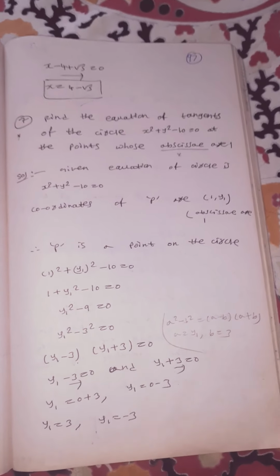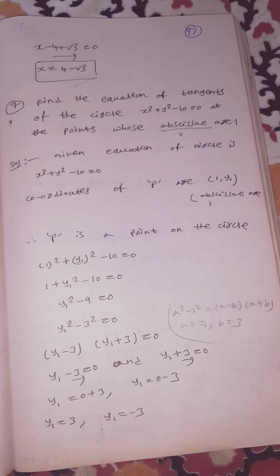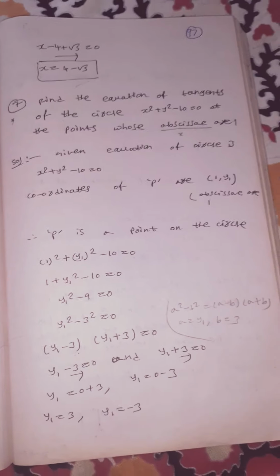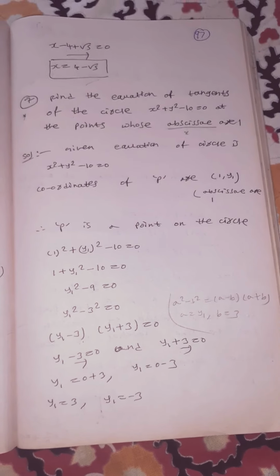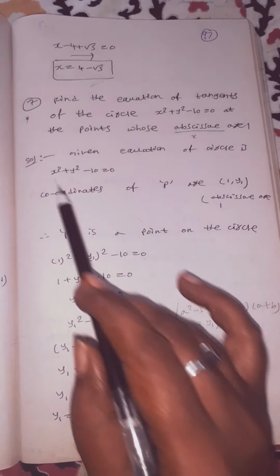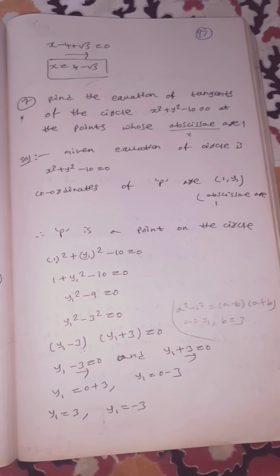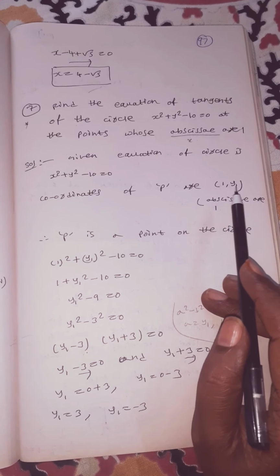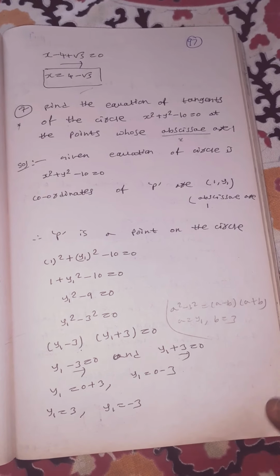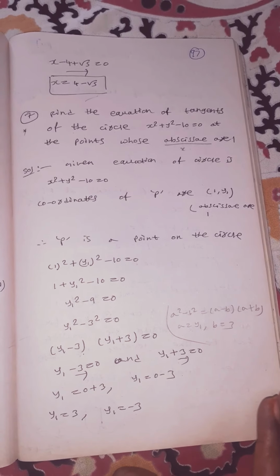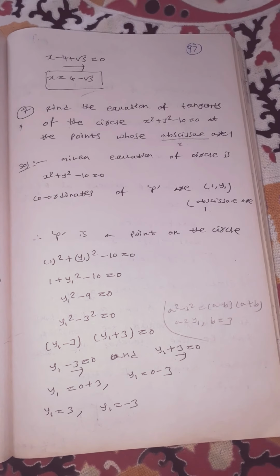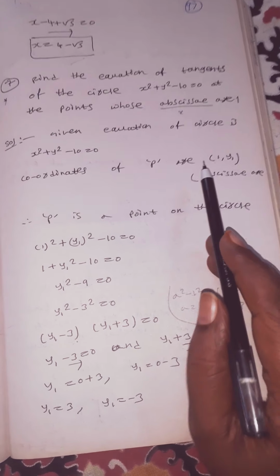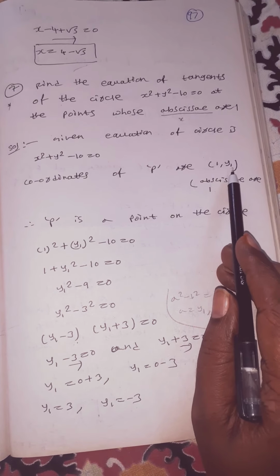Find the equation of tangents of the circle x square plus y square minus 10 at the points whose abscissa is 1. Abscissa means x-axis, children. So the given equation of circle is x square plus y square minus 10 equal to 0. So coordinates of P are: abscissa means x coordinate 1, y coordinate y1 only, take, children. So P is a point on the circle, children. So x value is 1, y value is y1, children.